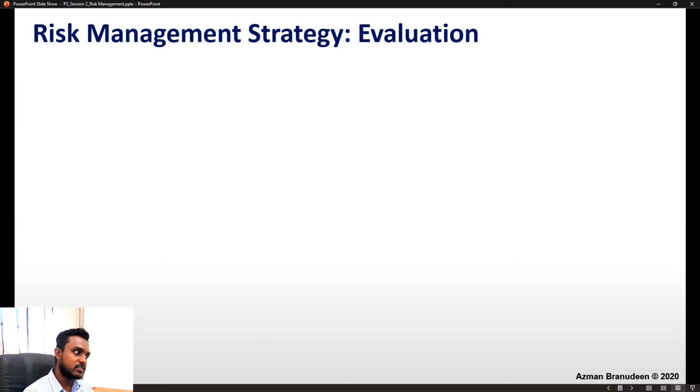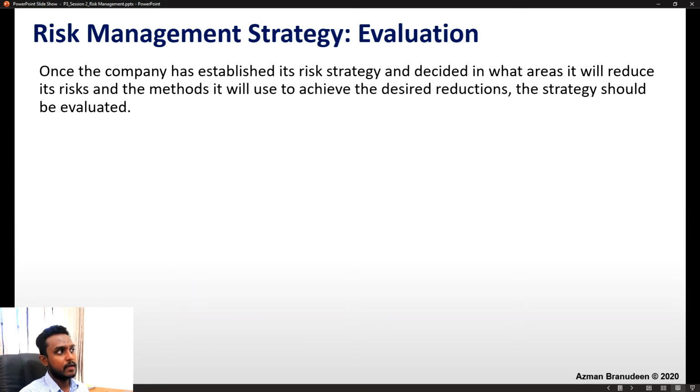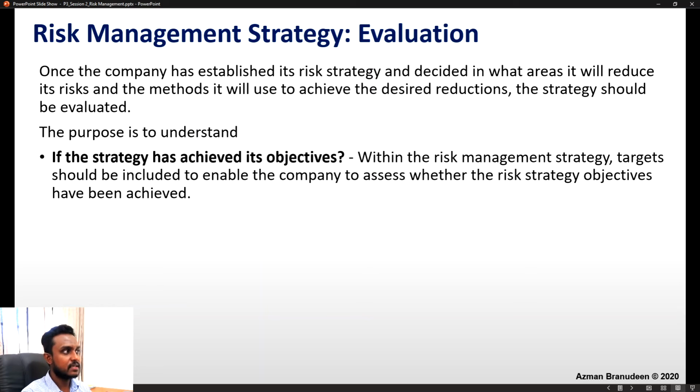Then we arrive at risk management strategy evaluation. Obviously, once you have a strategy in place, you need to continuously evaluate it because you need to identify gaps and close them if there are any. Once the company has established its risk strategy and decided in what areas it will reduce its risks and the methods it will use to achieve the desired reductions, the strategy should be evaluated. The purpose is to understand if the strategy has achieved its objectives. So within the risk management strategy, the target should be included to enable the company to assess whether the risk strategy objectives have been achieved.